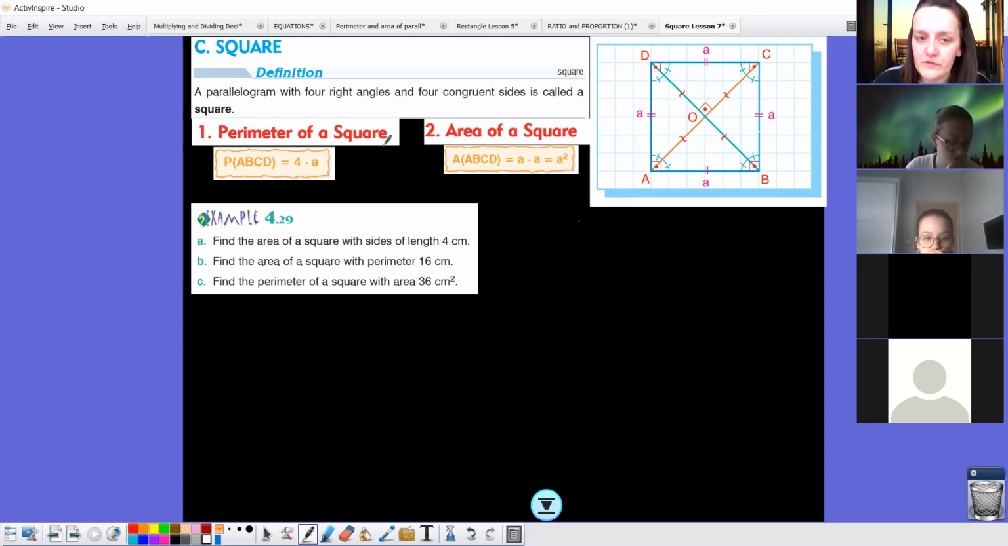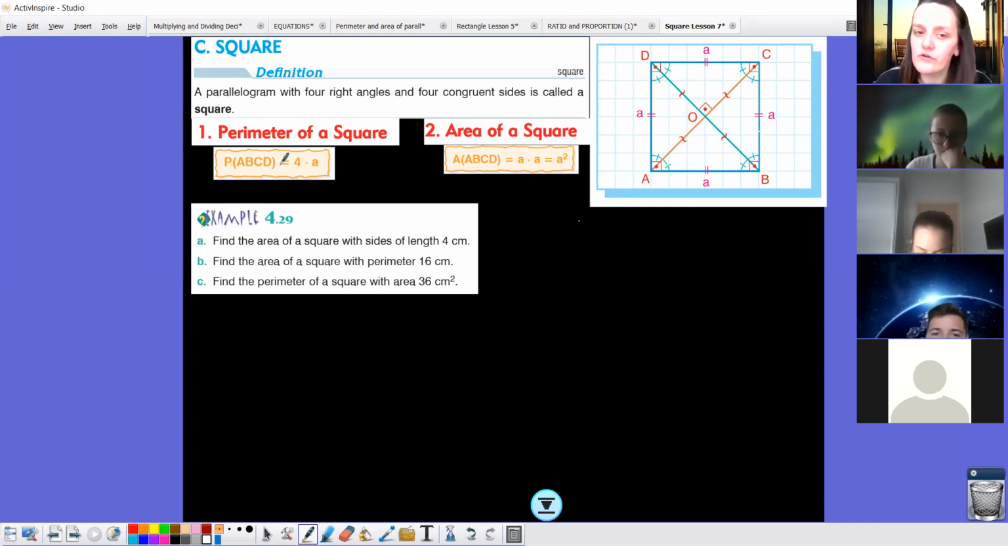Now, what is the perimeter of a square? Because all the sides are the same and we have 4 sides, the perimeter will be 4 times A, because it is A plus A plus A plus A, which is 4A. For the area, it's the same as in the rectangle, length times height. Here they are the same, so it becomes A times A, which is A squared. It's very easy, and I think most of us know about the square.